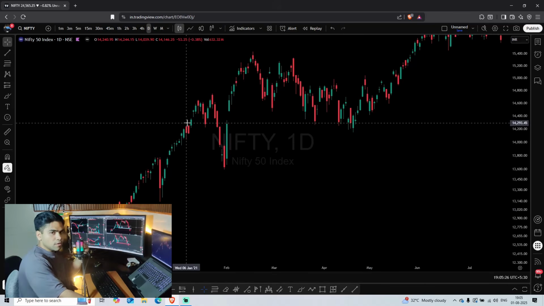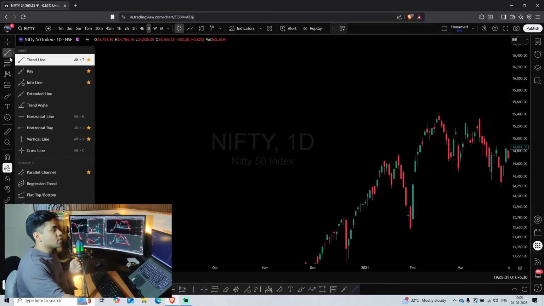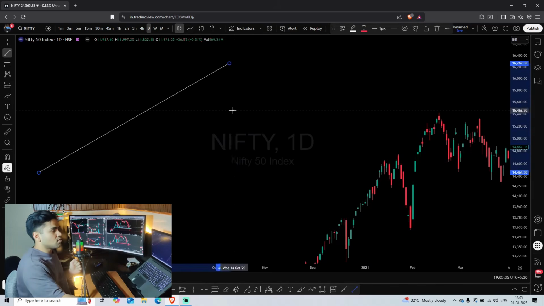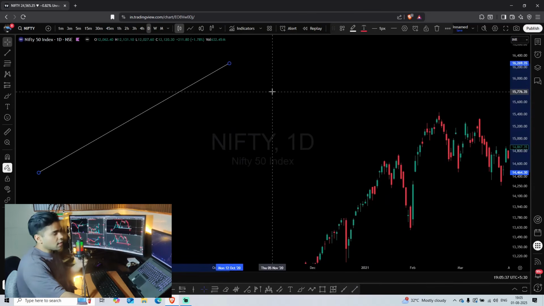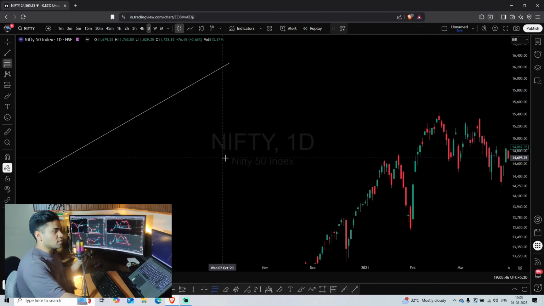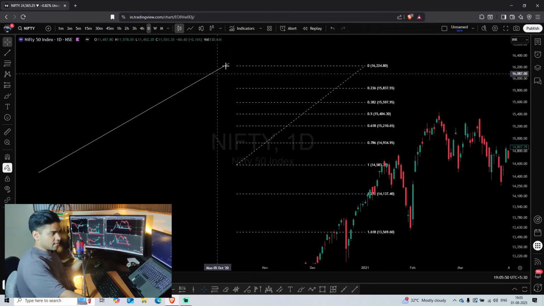I'm going to be giving you guys some tools here. The first tool that I'm going to be using is the trend line tool. You can just come to this place and use the trend line tool like this. You can make a trend line in this manner. Okay, I will show you guys how. The next tool that I will be using would be the Fibonacci retracement tool. Let's say a Fibonacci retracement tool like that.